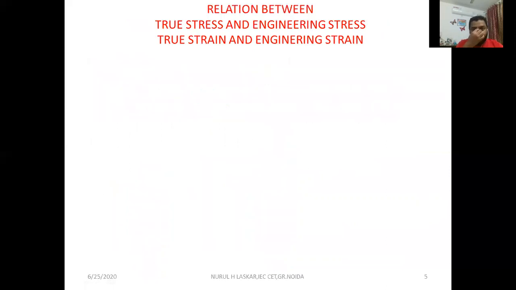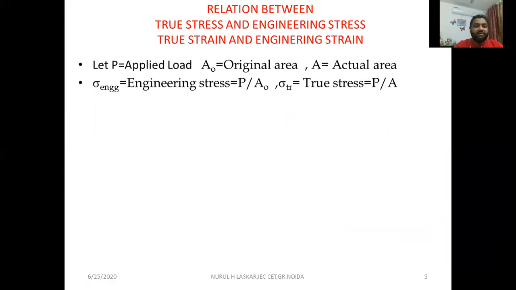Now, I am showing the relation between the true stress and engineering stress, and also true strain and engineering strain. Let us consider P is equal to applied load, A0 is the original area, A is the actual area. So we can easily find out the engineering stress is equal to load upon original area, and true stress is equal to load upon actual area.